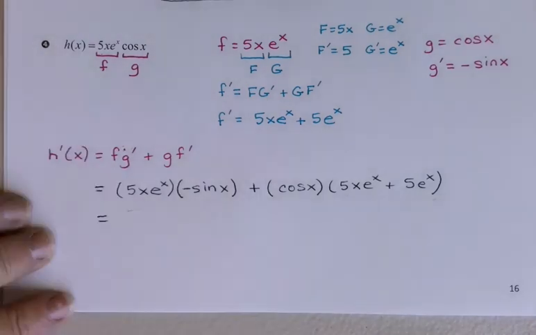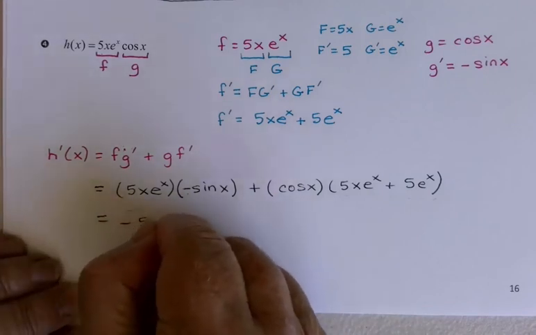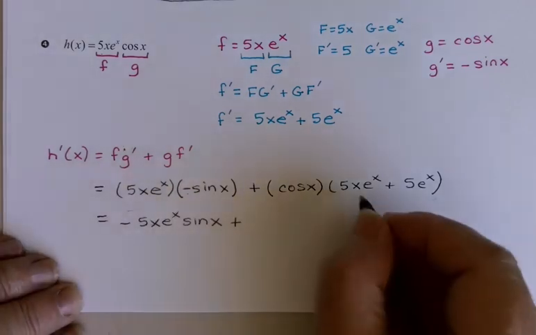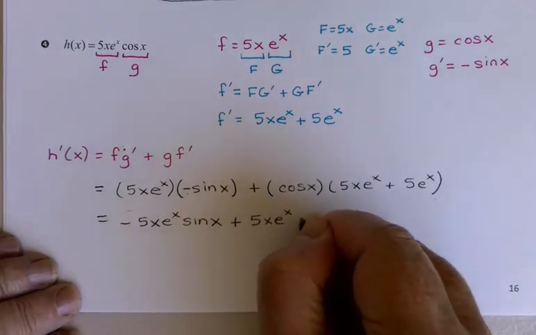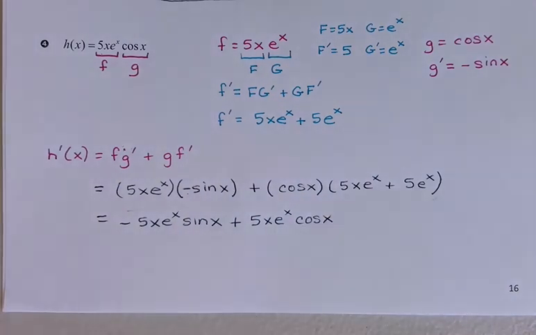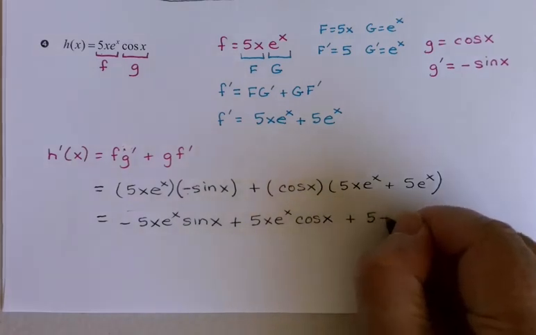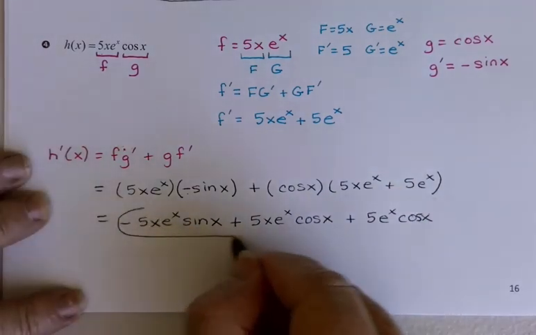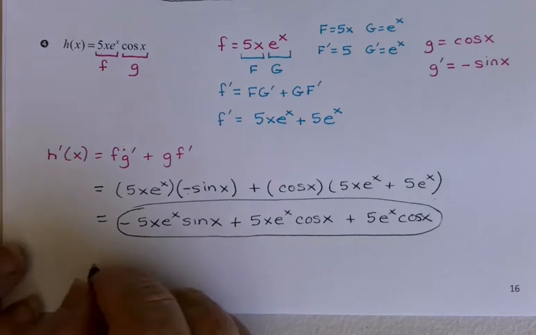One option is to just multiply everything out. This would give me negative 5x e to the x sine x plus 5x e to the x cosine x. And again, notice I'm just rearranging the order of the factors to be what we're used to seeing. And then plus 5e to the x cosine x. So there's a completely multiplied out form of the answer. Absolutely acceptable. The other possibility would be if you prefer a factored form.